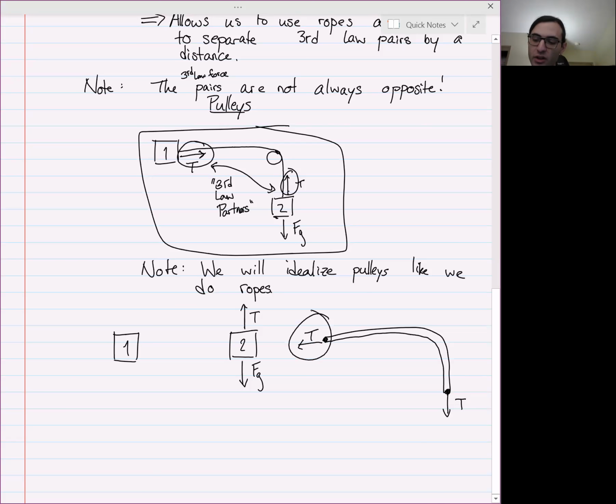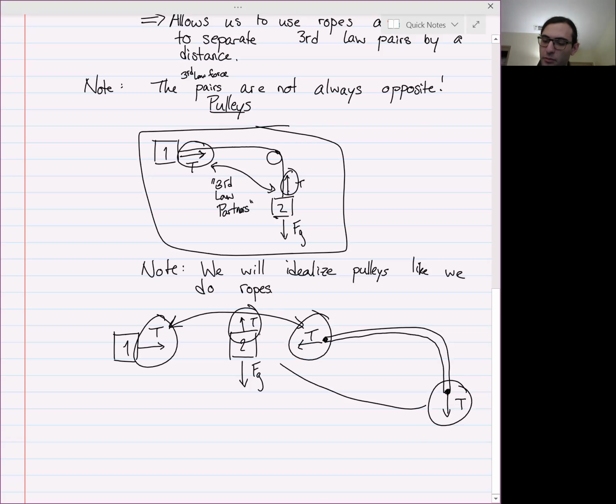But then this force is a contact force between the first block and the rope. So that would have a third law force pair with the first block. So these two forces are third law force pairs. Let me be a little bit more explicit.